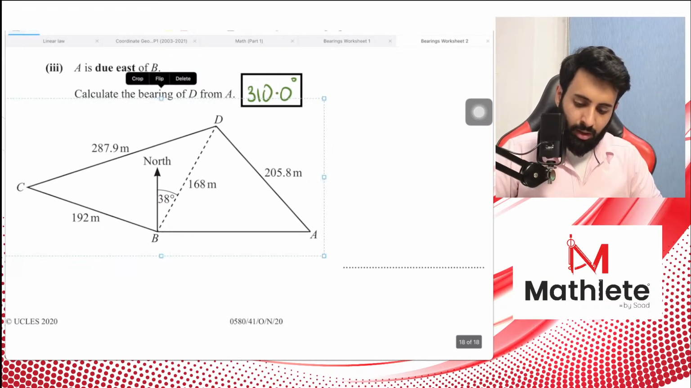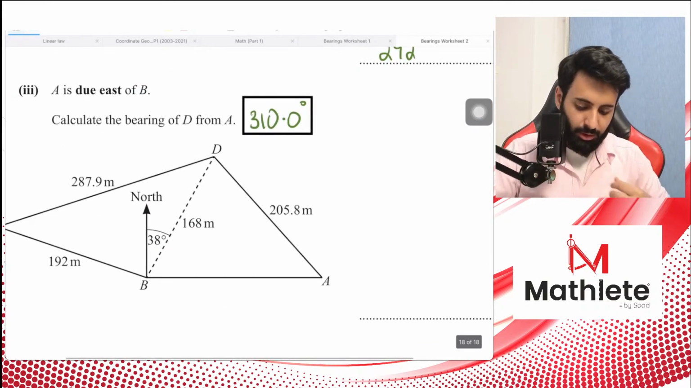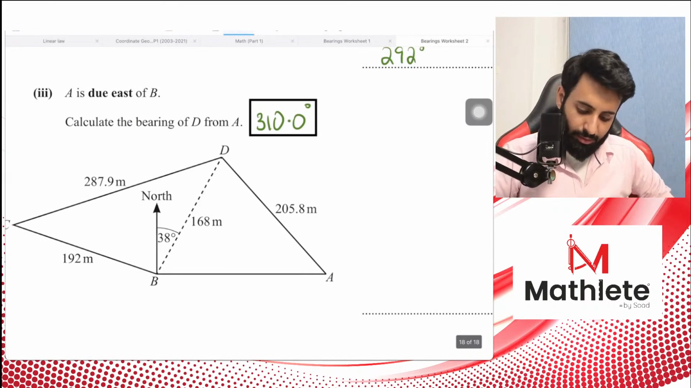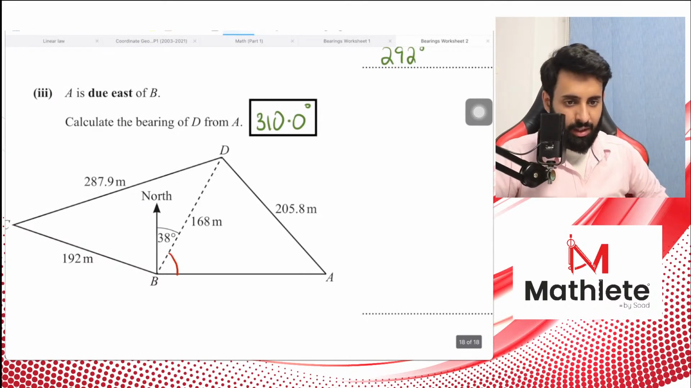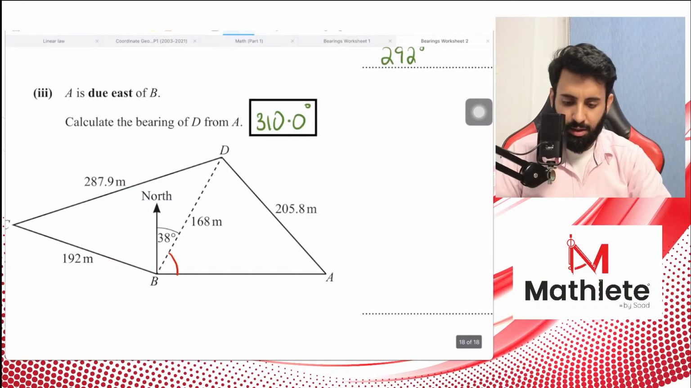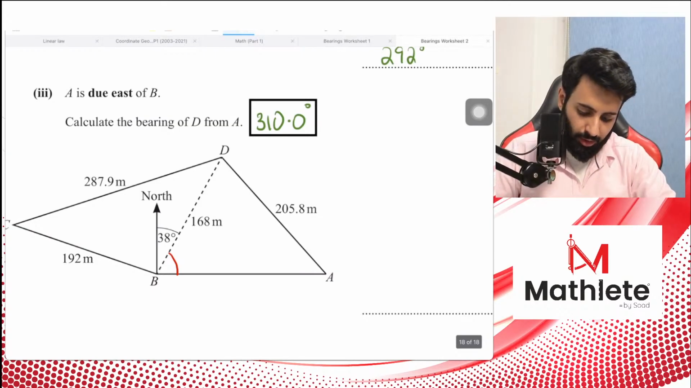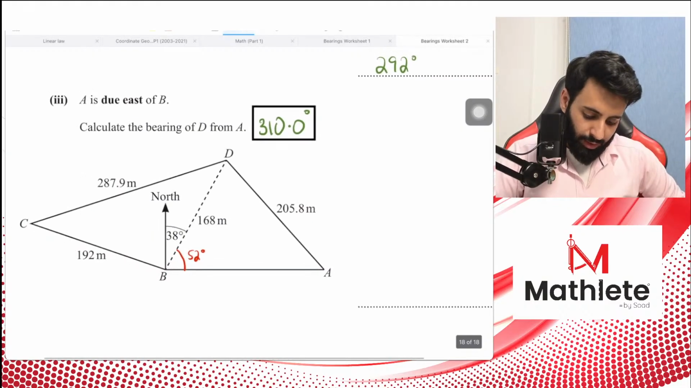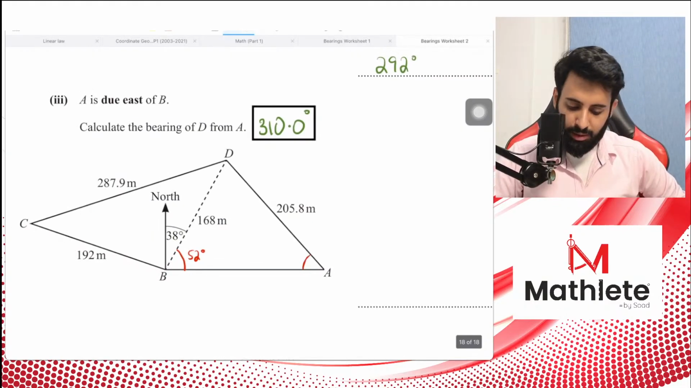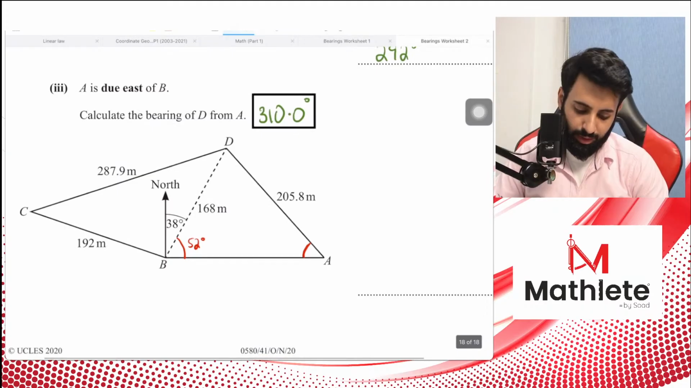Now the question says A is due east of B. So one thing that we can find out immediately is actually this angle. Because it's a 90-degree angle, this is going to be 90 minus 38, which is equal to 52 degrees. Now with the help of this, you know what we can do? We can actually find out what this angle is. And how will this angle help? I don't know, but let's find out.